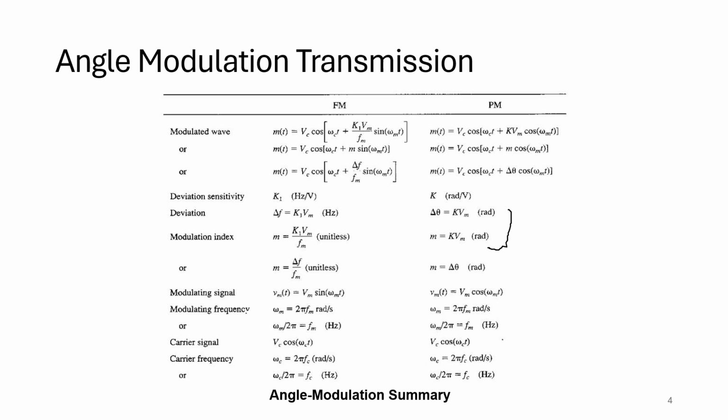But both FM and PM are both affected, of course, by the amplitude of the modulating signal. Okay, so FM is affected by both the amplitude and the frequency, while PM is only affected by the amplitude of the modulating signal.